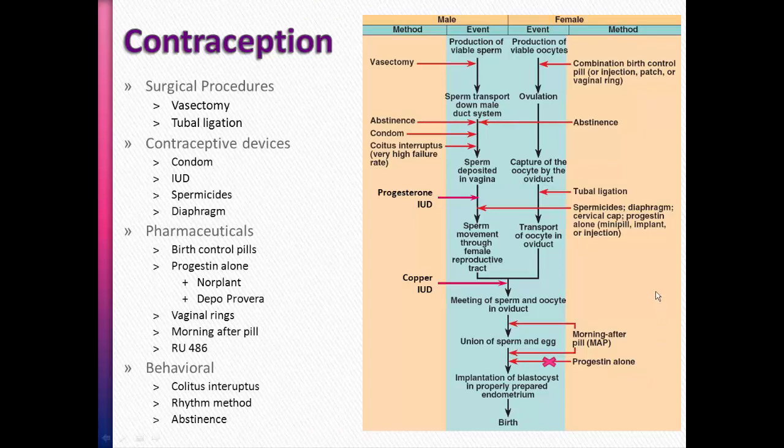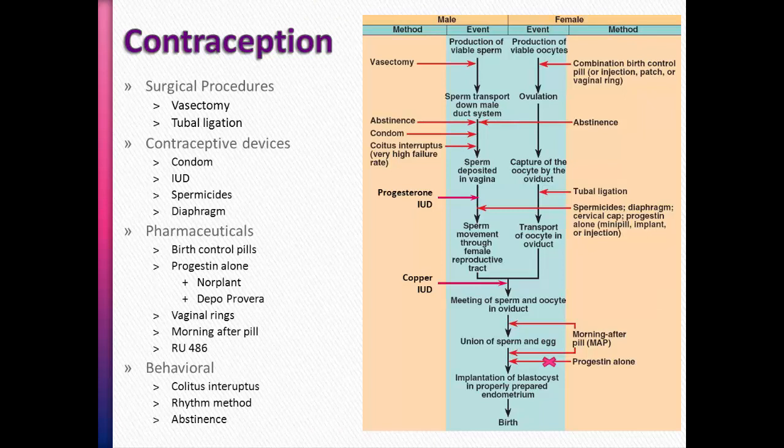Vaginal rings work as a progestin-alone pill in that they have high levels of progestin, and these vaginal rings are inserted into the vagina around the cervix, but they don't function like a diaphragm and block sperm or cap the cervix, but they will thicken the cervical mucus like progestin-alone pills or by stopping ovulation.